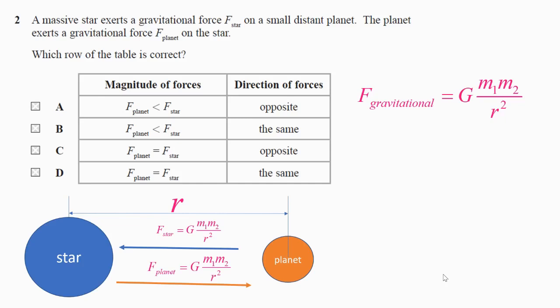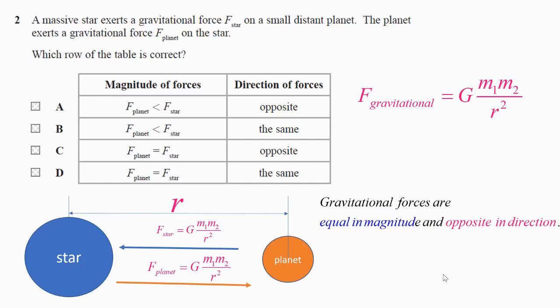From this it is clear that the gravitational forces exerted by the different masses are equal in magnitude but opposite in direction. That means the net resultant force is zero. So the gravitational forces are equal in magnitude and opposite in direction. So the answer of this question is choice C. That is, the magnitudes of forces F planet and F star are equal, and their directions of action are opposite to each other.